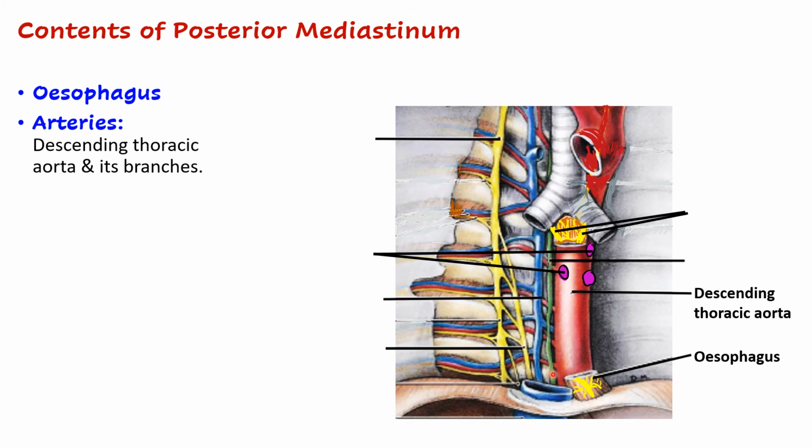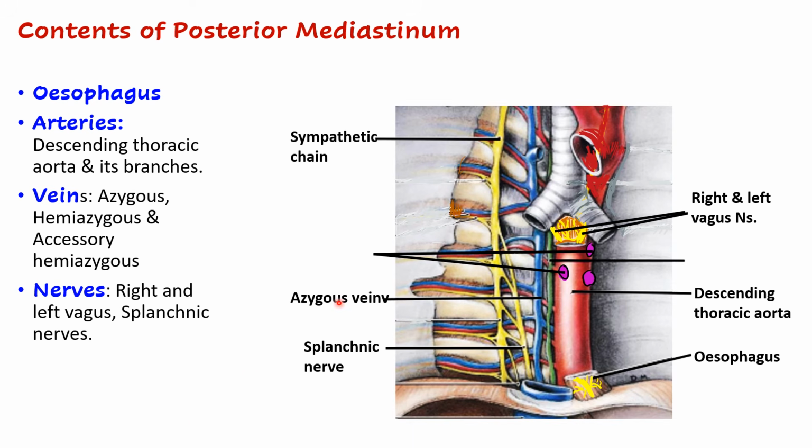You can see some posterior intercostal arteries which can be seen on the right side. Similarly, they will be on the left side. This is a view from the right side, okay? So the descending thoracic aorta and the beginning of its branches. Then veins. Which vein would be there? Here you can see this is the azygous vein which is running here, which drains into the superior vena cava.